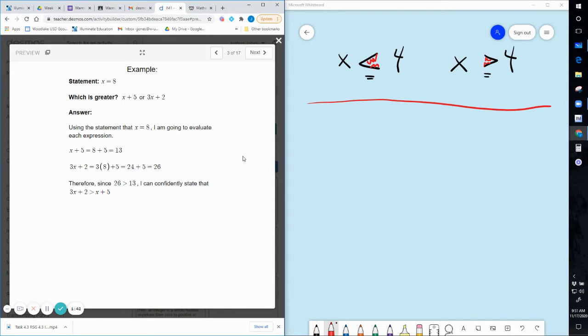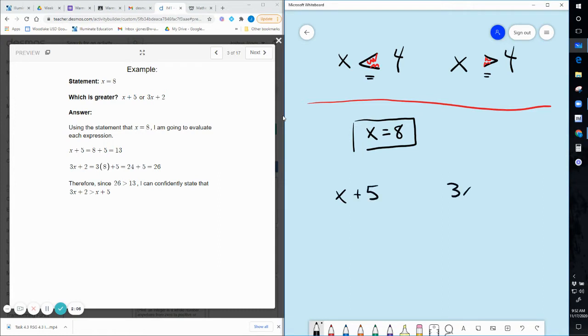All right, so let's take a look at this example. This is the very first example, and I'm going to give you an idea of what they want us to do. The statement is x equals 8. This is what you know to be true right off the bat. And then it asks, which is greater, x plus 5 or 3x plus 2? At the end, we want to put either this symbol or this symbol without the teeth.